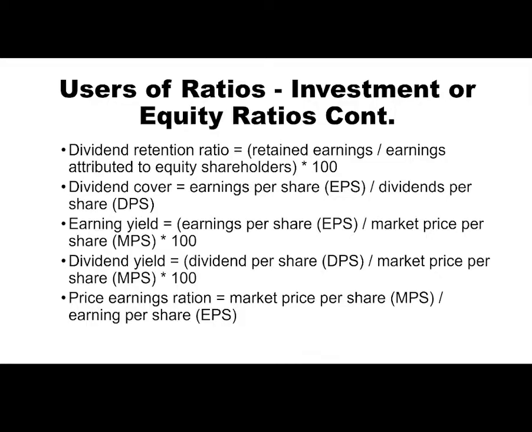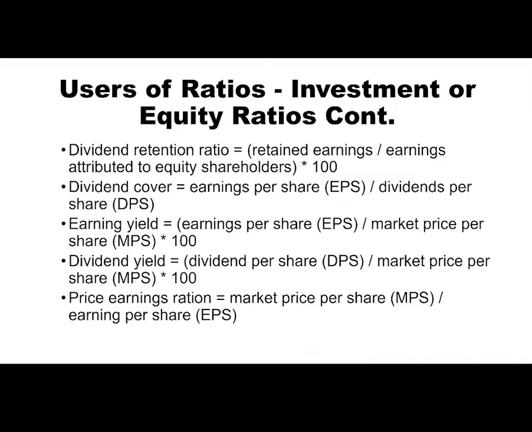We have the dividend yield. This one measures how much an investor expects to receive from cash dividends for every share purchased or invested in a company. So for the dividend yield, you have to take the dividend per share, DPS, and divide it by the market price per share, then you multiply by 100, so that you get the dividend yield.